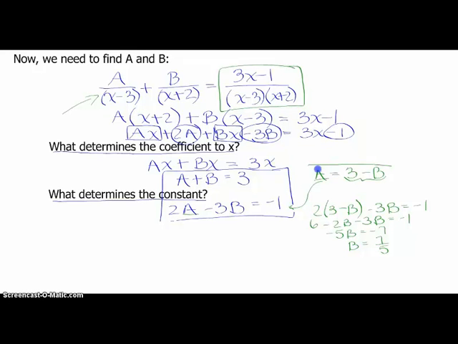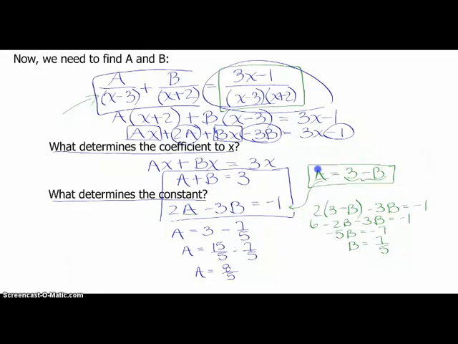Now I can come back up to this equation, and I can plug that b value in there, and I can solve for my other variable. This must also be a true statement. So a should equal 15/5 minus 7/5. So a is 8/5. Now we have completely rewritten our original rational expression in terms of two fractions.